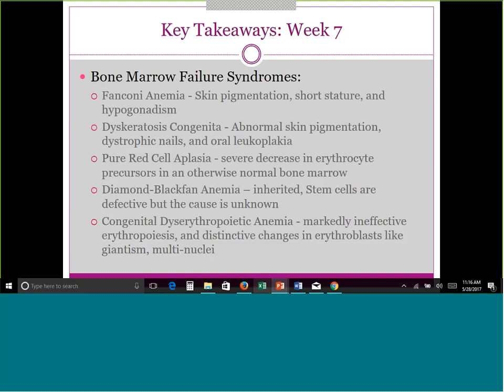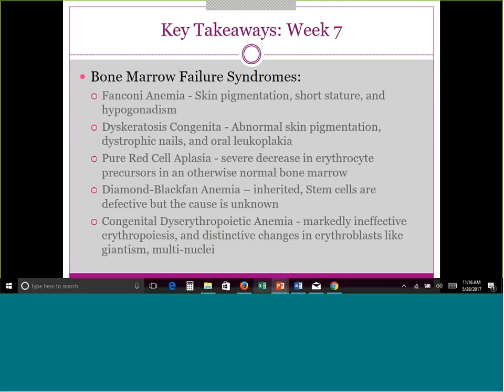So for Fanconi anemia, which is an inherited aplastic anemia, the characteristics that we see with people are skin pigmentation, short stature, and hypogonadism. So if I had those as characteristics, I would want you to type in the essay box Fanconi anemia.